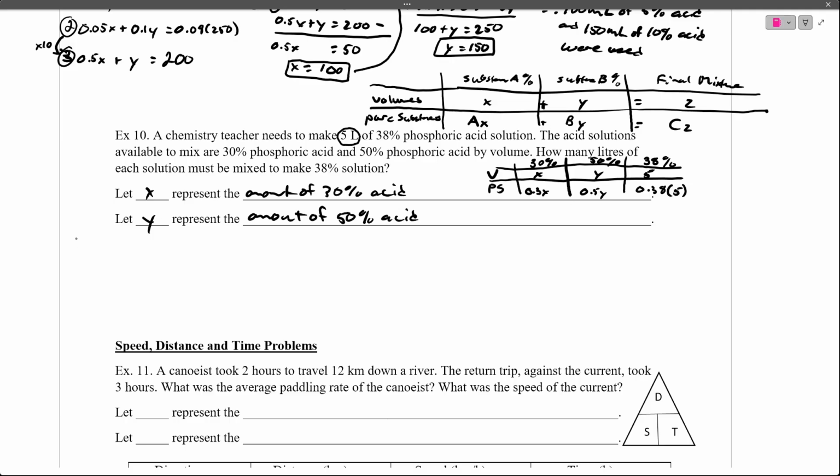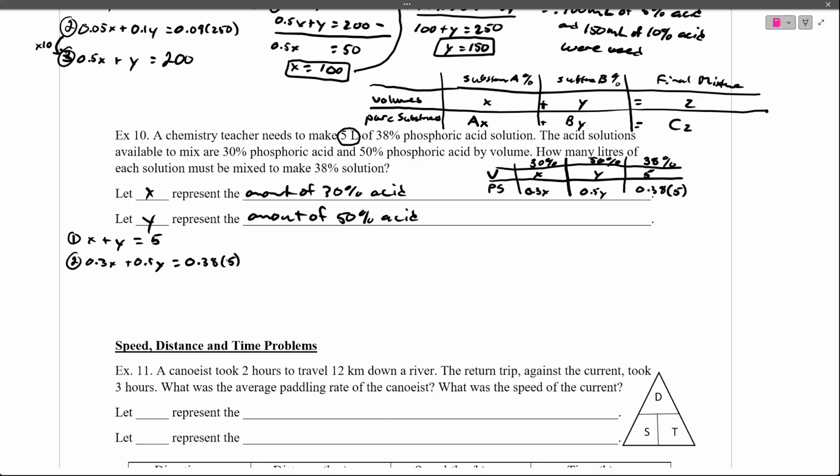So let's create our equations. Number 1, X plus Y. I don't know why I just wrote 5 there, I'll be honest. X plus Y is going to be equal to our 5 liters. Maybe that's where I wrote it. Who knows? And equation number 2. Just read it from left to right. We have 0.3 of X plus 0.5 of Y. And that's going to be equal to 0.38 of 5.